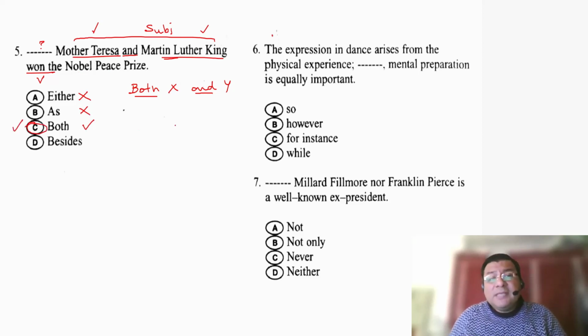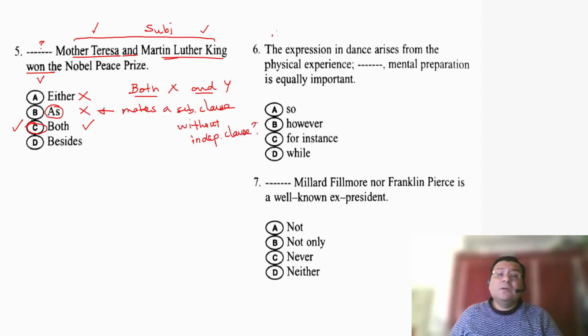Remember that as is a subordinator, so putting as before this clause, which in itself could be a complete clause, right? But placing as just in front of Mother Teresa would make this a subordinate clause. A subordinate clause on its own cannot stand as a complete sentence. It would need an extra clause, which is not present here. So this is not a correct answer choice. The best one is both. All right, same happened with besides here, right? These two make a subordinate clause by being placed in front of an independent clause.